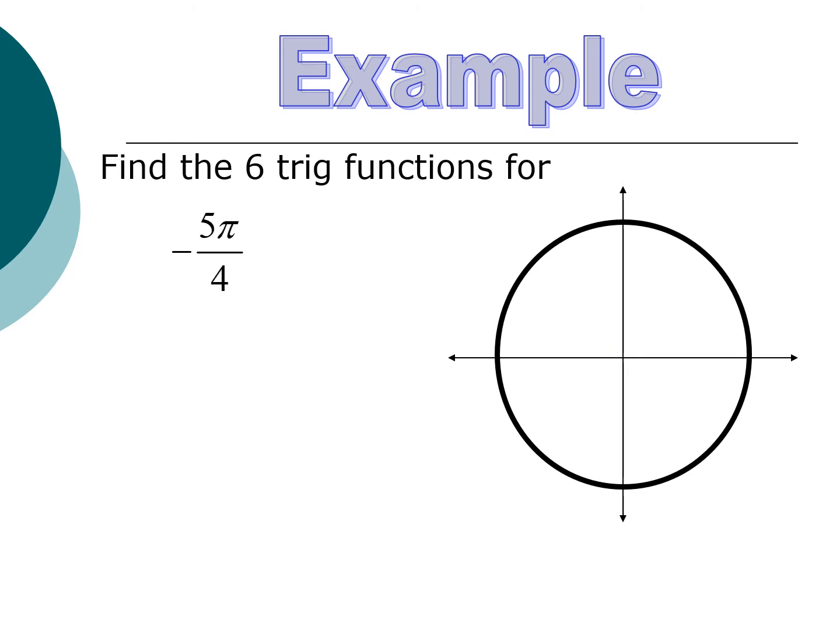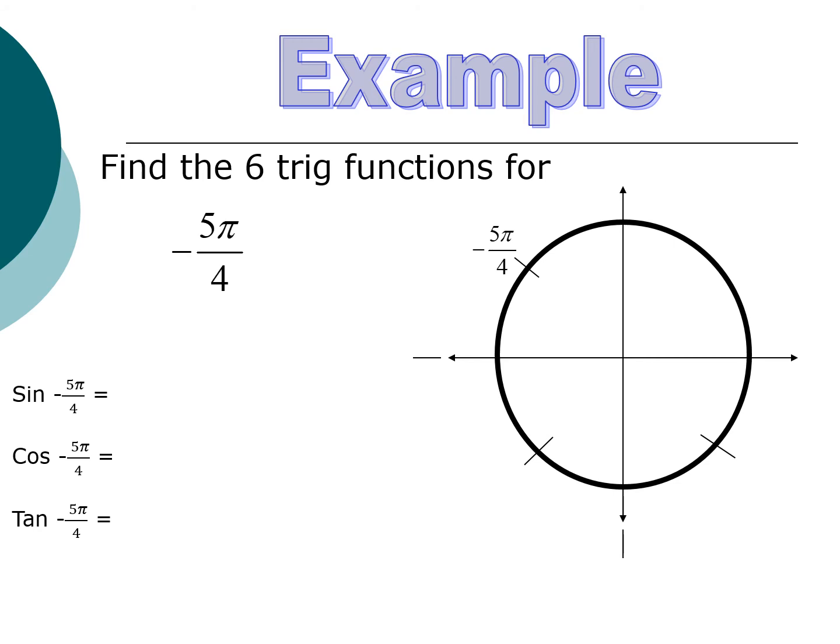Let's do another one. Let's find the 6 trig functions for negative 5 pi over 4. Start off with the first 3. Let's go ahead and find where negative 5 pi over 4 is. When it's over 4, we're going to go halfway in between, in the opposite direction. Here's 1 pi over 4, 2 pi over 4, 3 pi over 4, 4 pi over 4, and negative 5 pi over 4. That's where it is.